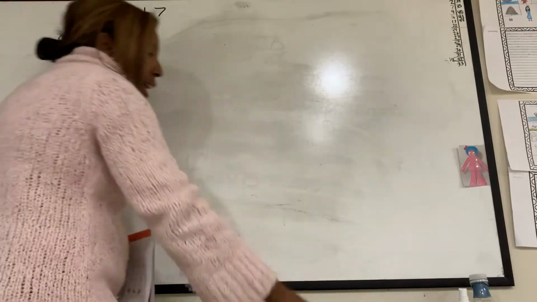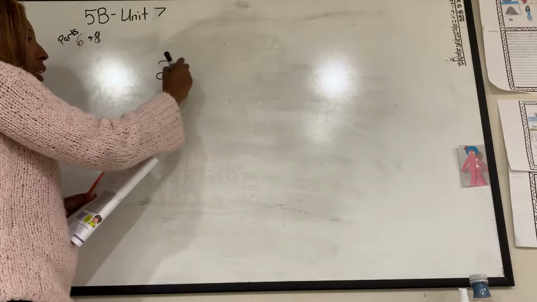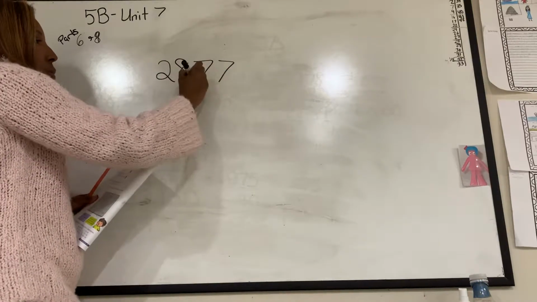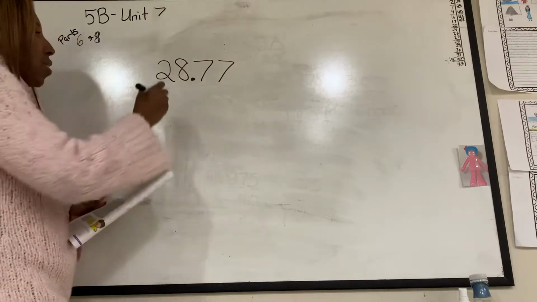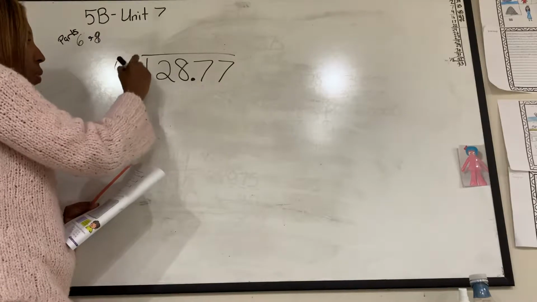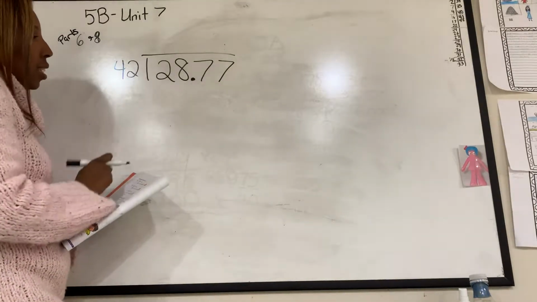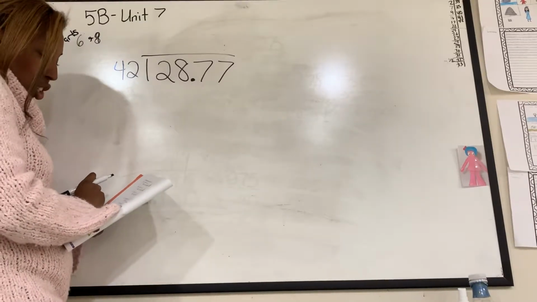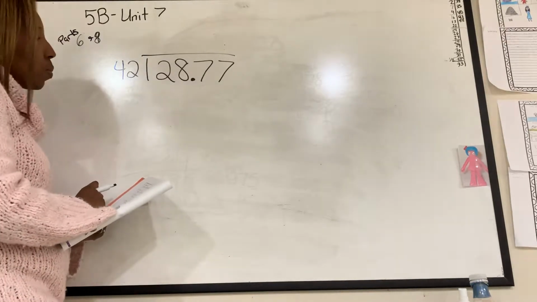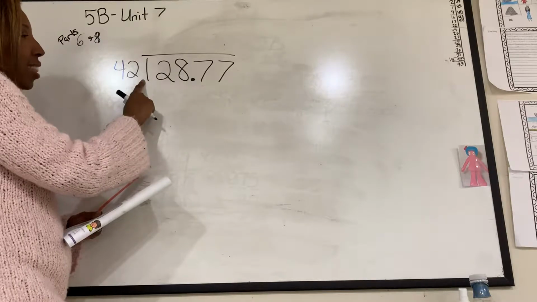Let's see, if I had 2877 divided by 42. Well, I would say this is about 40, and I would say that this is about 28, let's just say, because I know that 4 times 7 gives me 28. So that gives me help on figuring out how to find this answer.